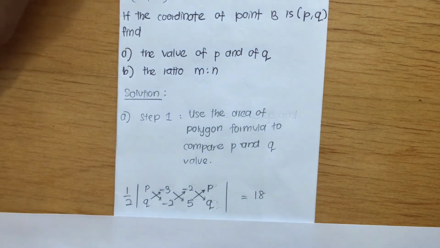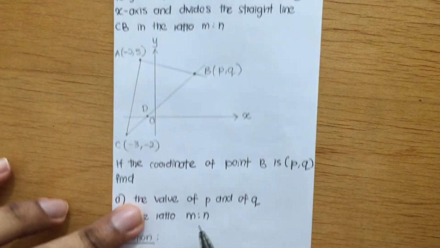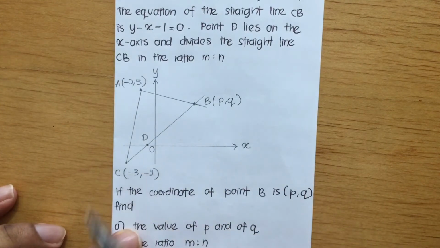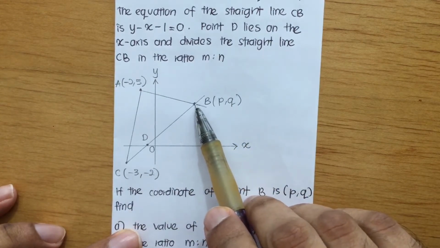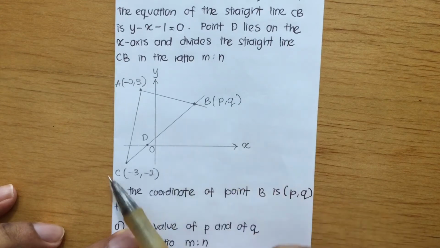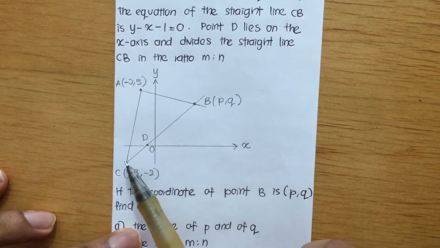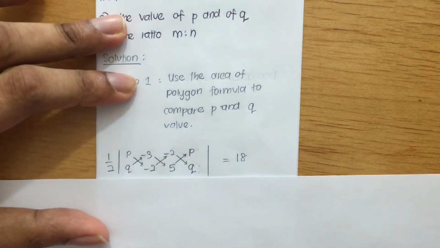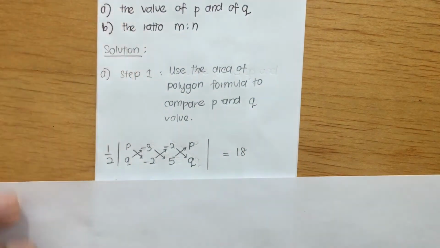If you start to fill up from A, B, and C in a clockwise direction, you need to end it with A itself. So in this case, I started with B guys. If you start with B, you need to end with B as well. Which coordinate you want to start with is up to you guys. There is no specific coordinate which you need to start with.